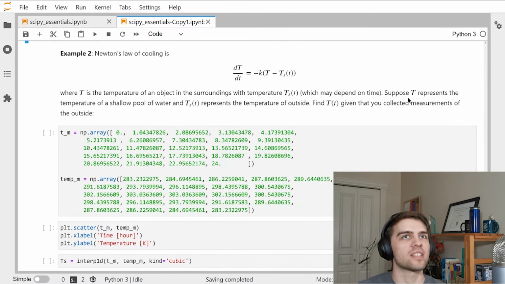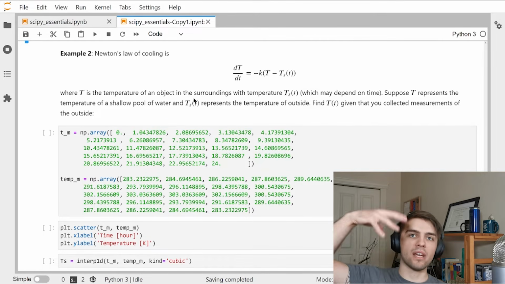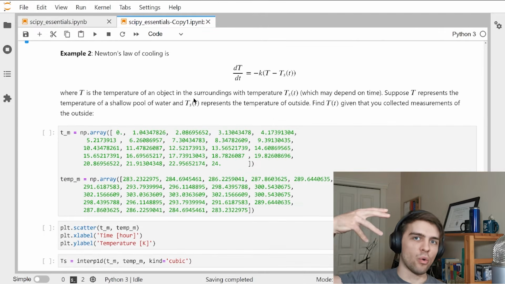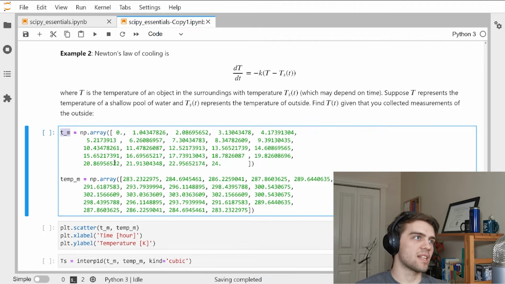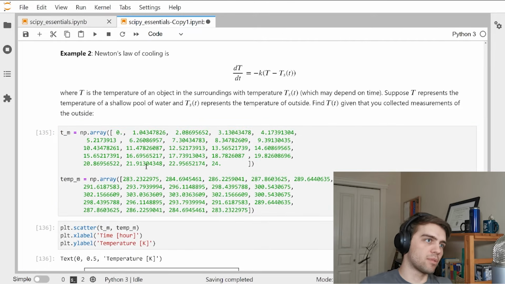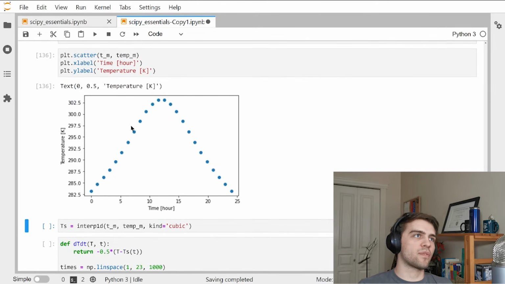And so the problem here is T represents the temperature of a shallow pool, and Ts(t) represents the temperature of outside. Suppose you collect some data of the temperature outside. What is the temperature of the pool? So this is some times and some temperatures. So I can plot this. This is the temperature as a function of time throughout the day. And I put the temperature in Kelvin.